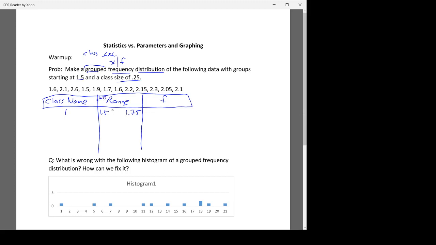So 1.5. In this class, the x values that we count will be between 1.5 and 1.75, and we'll include the left-hand side there. And then the next one will be 1.75 to $2. And how high are we going? It looks like there's a 2.6. So the low is obviously 1.5, and the high is 2.6. So we'll just go until we get to 2.6. So $2 to 2.25, 2.25 to 2.50. Not there yet. And then 2.50 to 2.75. Each of those classes is 25 cents wide.